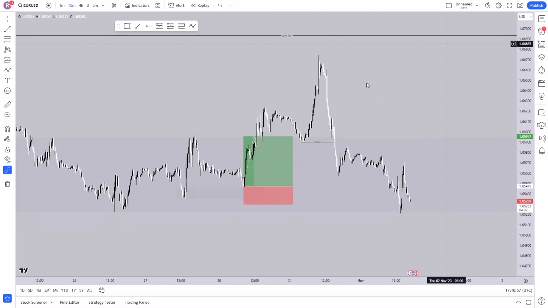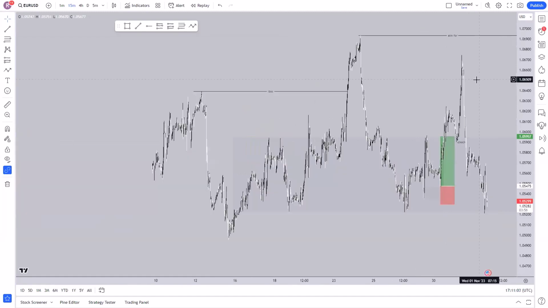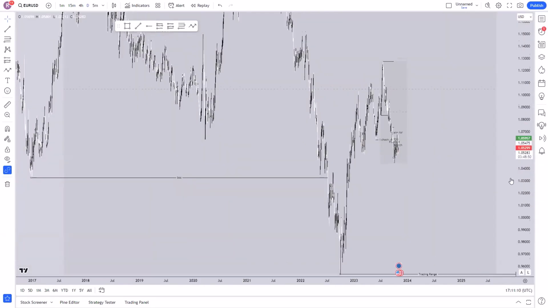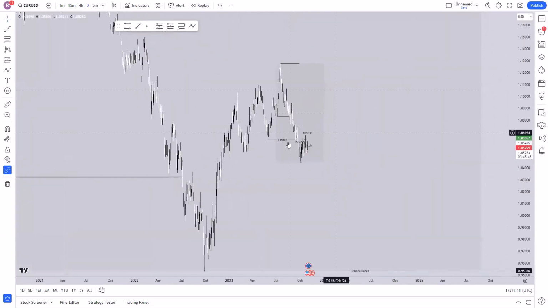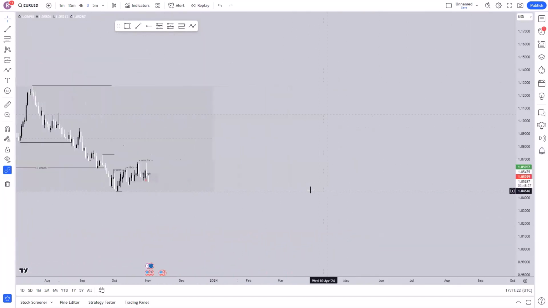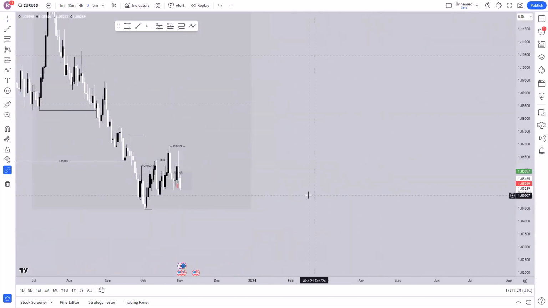Perfect. Cool. So Euro USD now. So what do we see on the daily time frame? We can see on the daily time frame that we are still within the discount of this price, but we need to head back up to the premium, right? To continue that movement to the downside. So what do we see?